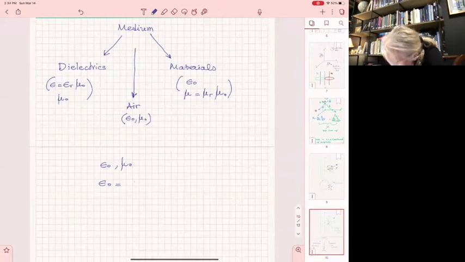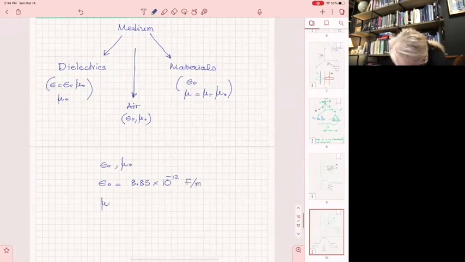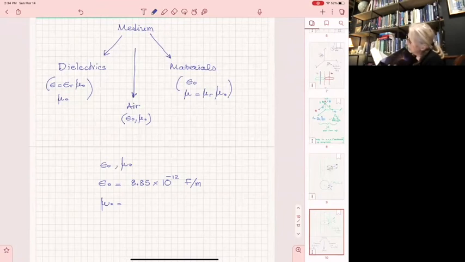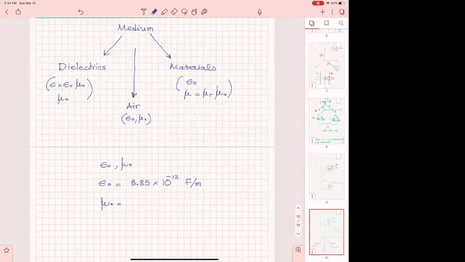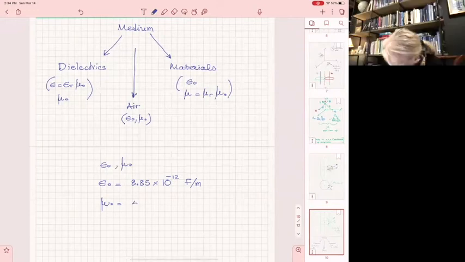And epsilon naught is 8.85, and I think there's a 4 after that, I don't remember, times 10 to the minus 12 farads per meter. And mu naught, I don't remember that exactly. Let me see how much it is. Mu naught is 4 pi times 10 to the negative 7 henries per meter. Yes, exactly, thank you.